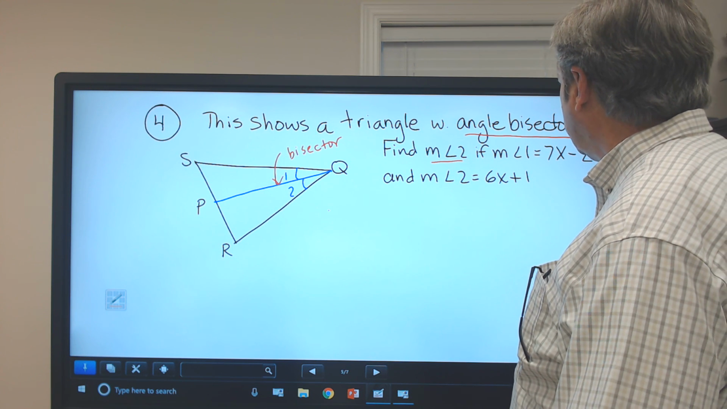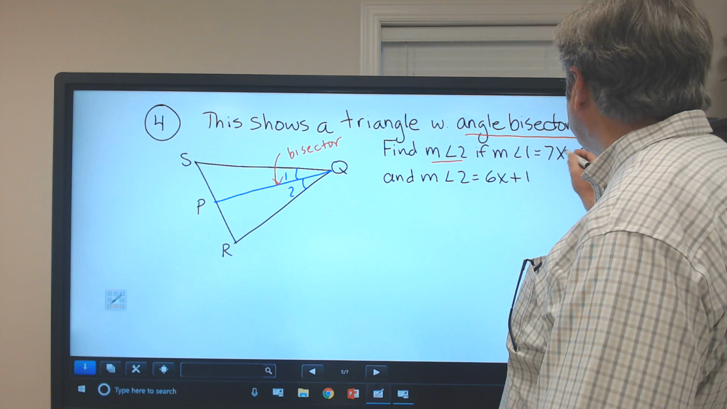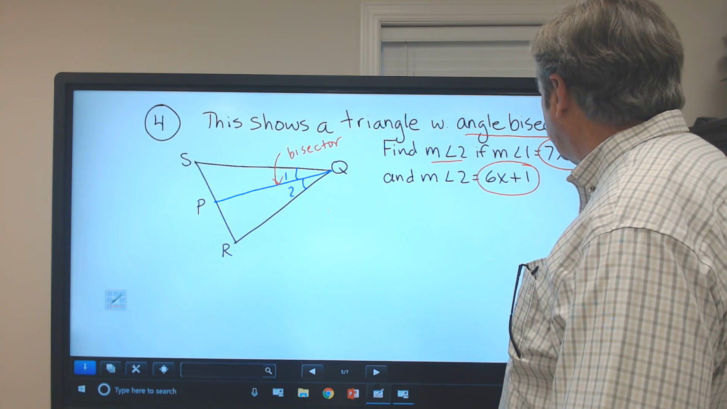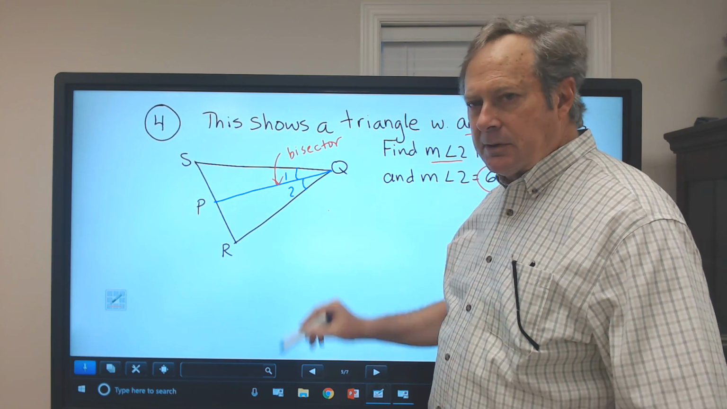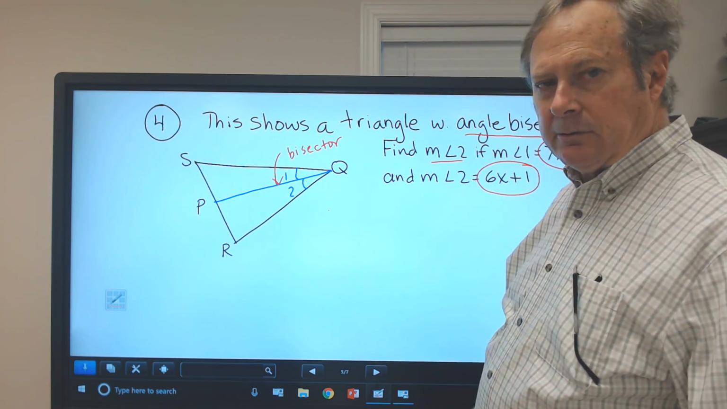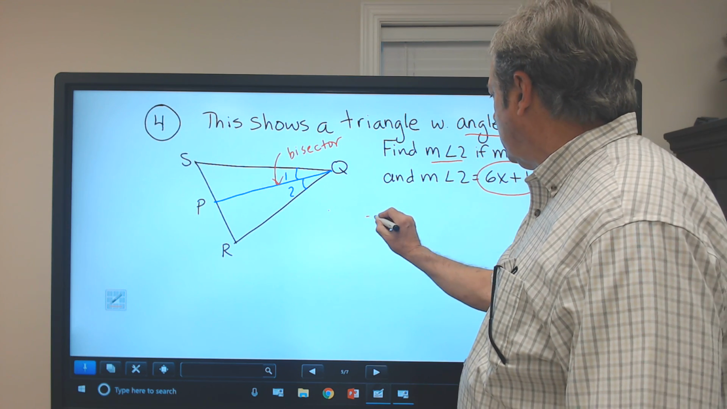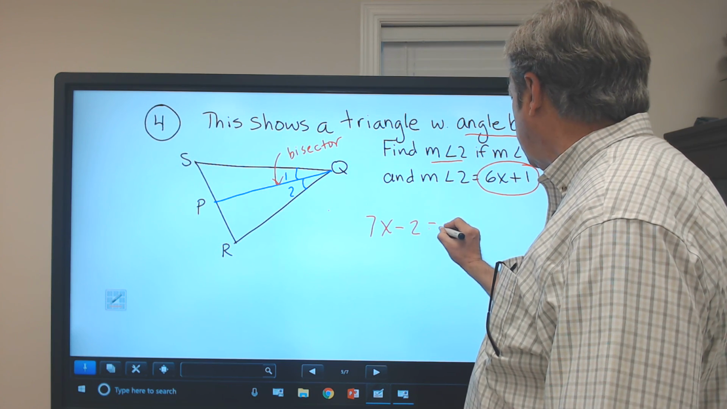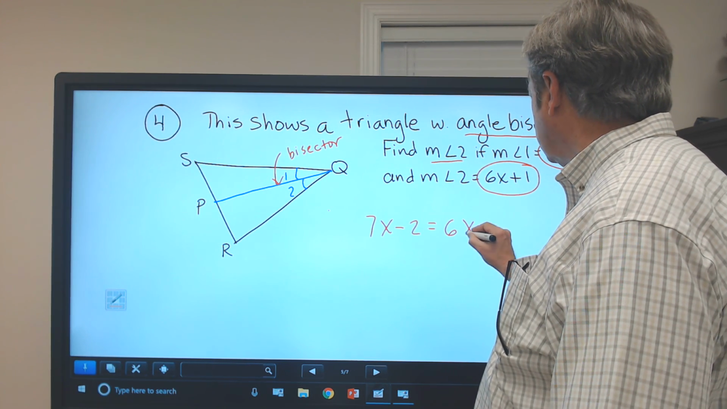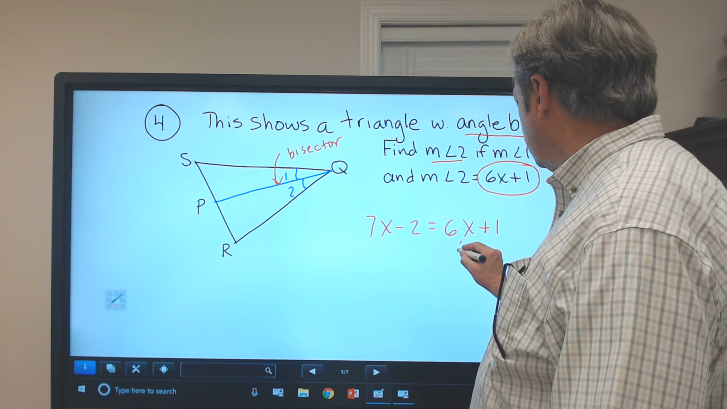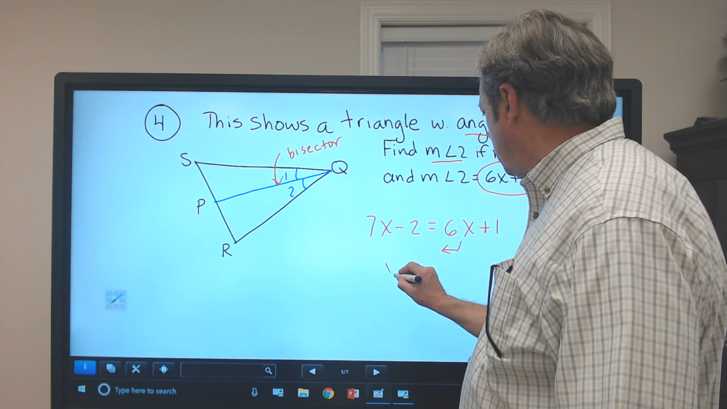Well, let's see. Would it not be true that if that's angle 1 and that's angle 2, and we know they're congruent because it's been bisected, these two would equal each other, right? So we're going to say that first angle, 7x minus 2, has to equal this other angle because they're congruent. And then we just do the little bit of algebra. We'll subtract 6x from both sides.